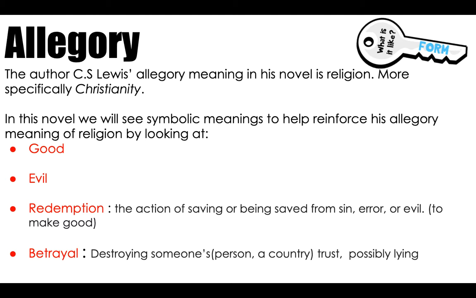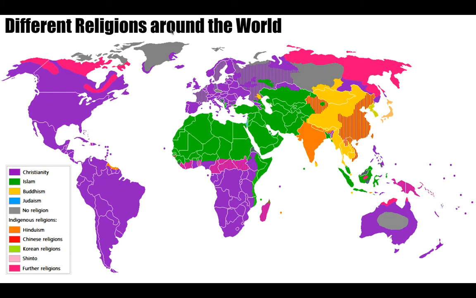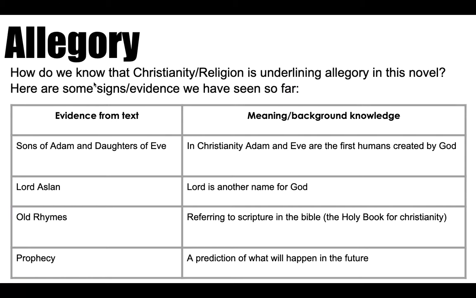So you might not know, but these are different types of religions that are around the world. So if we look at this chart over here, we can see Christianity, which is the religion that he is using to portray in his novel, is all the purple countries, Islamic, all the green, Buddhism, Judaism, etc. So there's lots of different religions around the world. So how do we know that Christianity and religion is the underlying allegory in this novel? Well, here is some evidence that we've seen so far in his text.